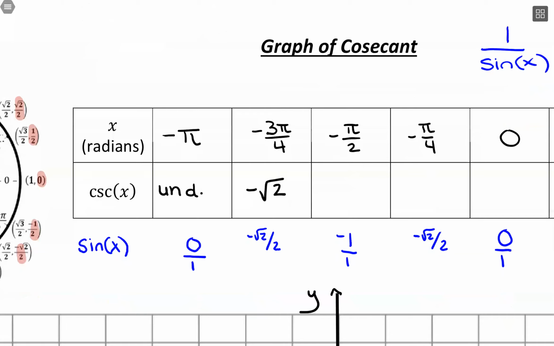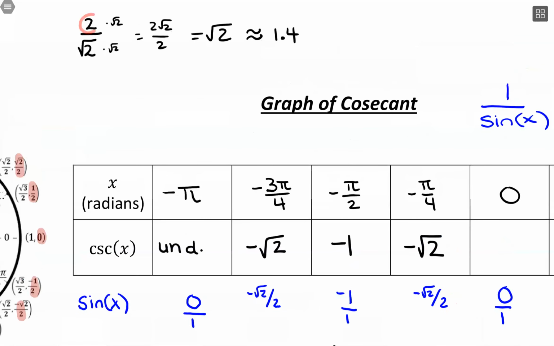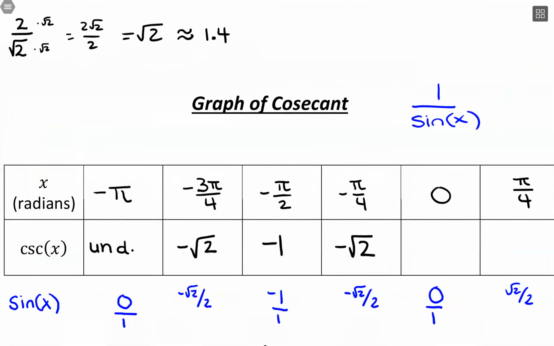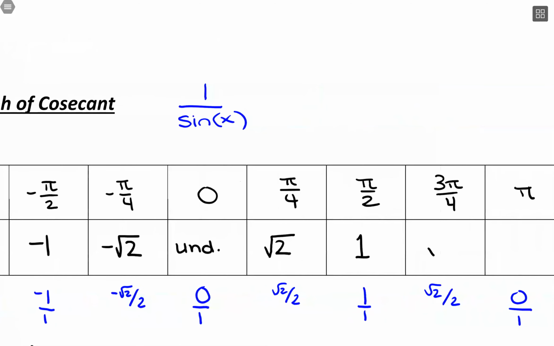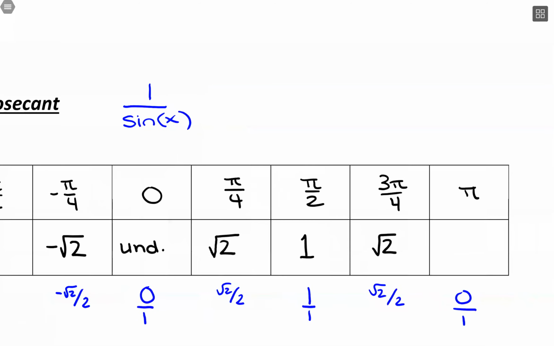At negative pi over 2, it becomes 1 divided by negative 1, which is still just negative 1. Negative root 2 over 2 will become negative root 2. Sorry if I didn't make that clear enough. What I did is I flipped where we had root 2 over 2. I did 2 over root 2, and I just wanted to show you the simplified form. 1 divided by 0. 2 divided by root 2, which is the same as root 2. 1 divided by 1. 2 over root 2, which is the same as root 2. 1 divided by 0.